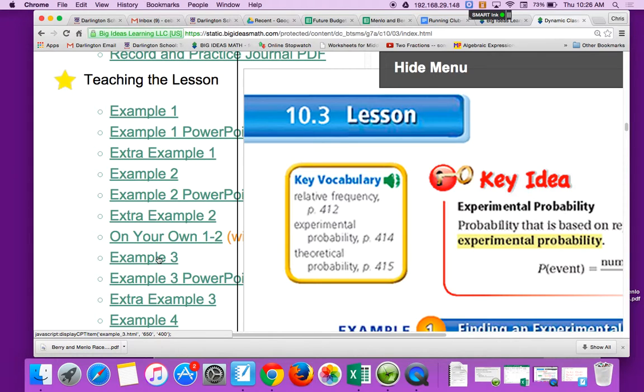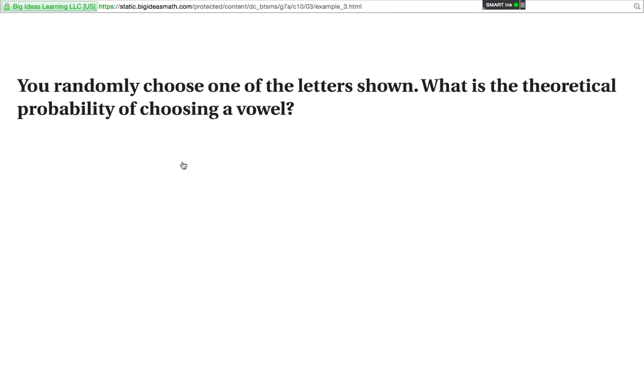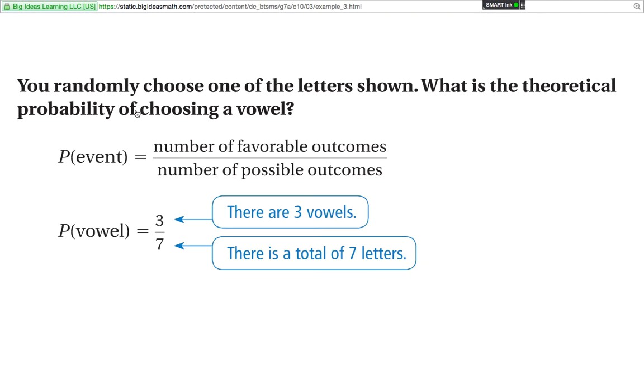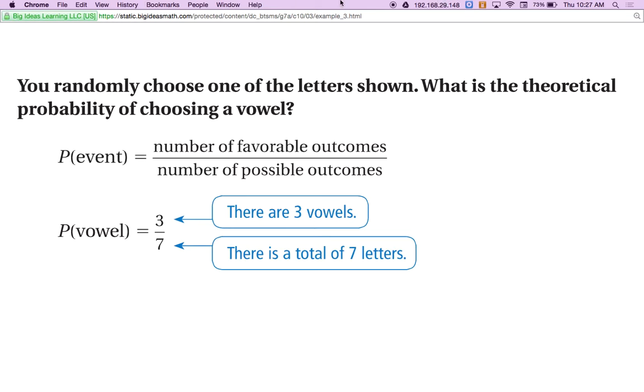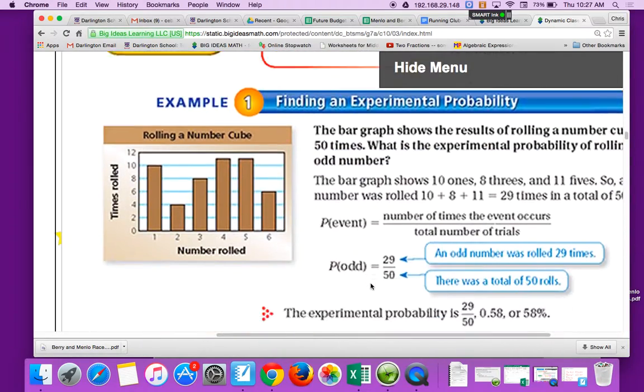Next one, 3. You randomly choose one of the letters shown. What is the theoretical probability? This is theoretically what should happen. I don't see any question on this one. Maybe it's 0 because there are no letters. Yeah, exactly, I think this one's missing. It's not popping up. You see something I don't? How about I close it up and go the other way real quick? It was there earlier. Let's try it again.